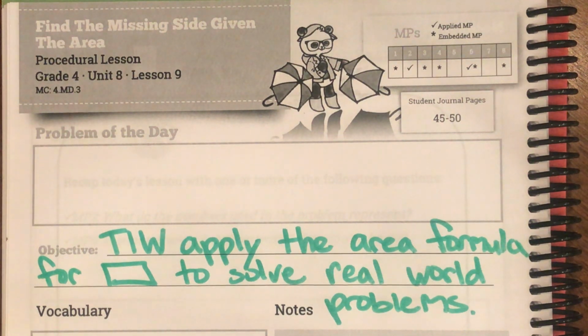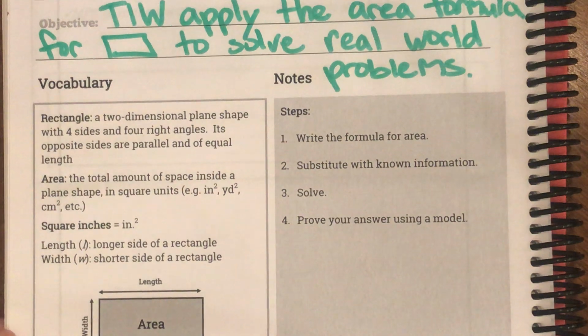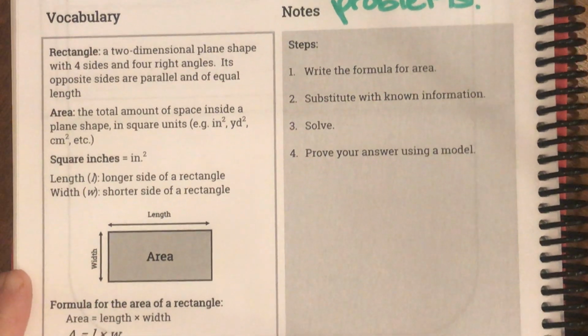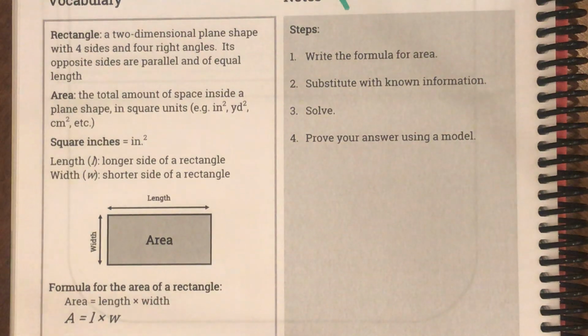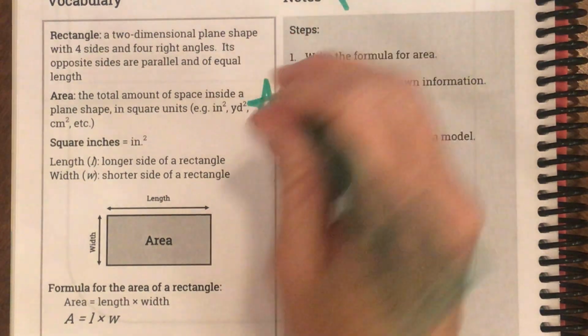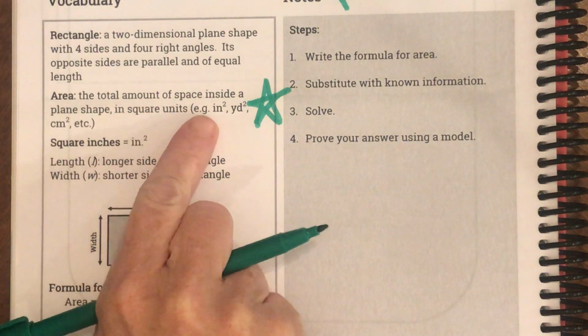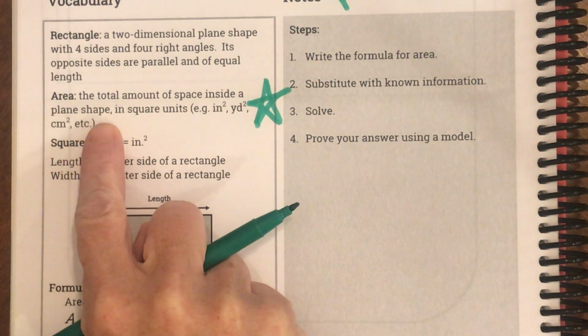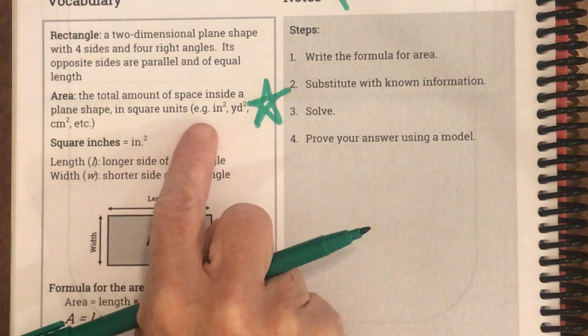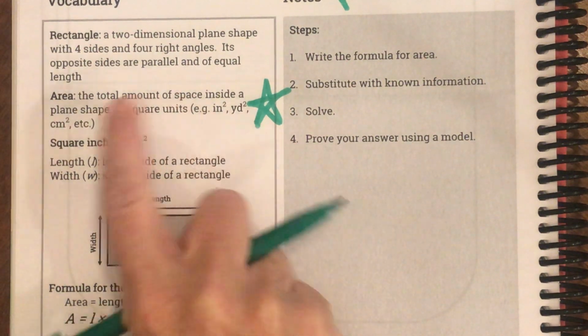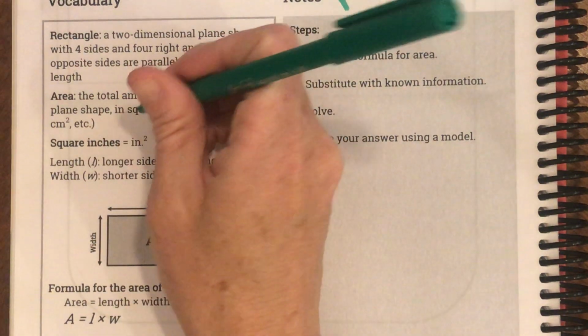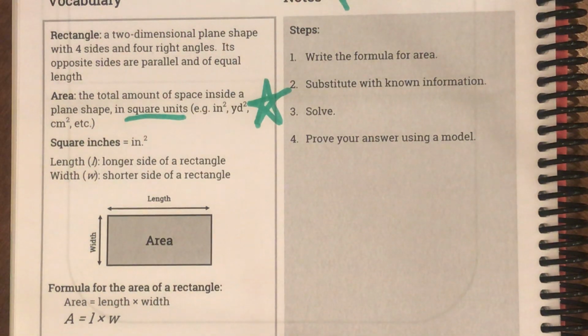Okay, I'm going to look at our vocabulary together. Most of it's review from our last lesson, but here we have a rectangle is a two-dimensional plane shape with four sides, four right angles. Its opposite sides are parallel and of equal length. And then here is our most important part, area. The total amount of space inside a plane shape. Plane means flat. In square units. So examples are inches squared, yards squared, centimeters squared, but everything has to be in square units.